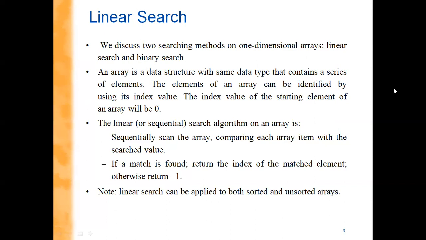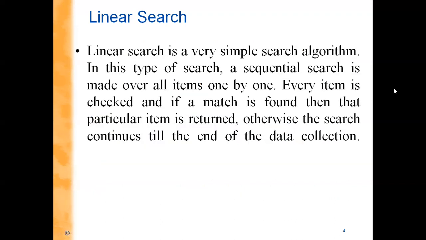An array is a data structure of the same data type that contains a series of elements. The elements of an array can be identified by using their index value. The index value always starts from zero. The linear or sequential search algorithm on the array is a sequential scan of the array, comparing each array item with the search value. If a match is found, return the index of the matched element, otherwise return -1. Linear search can be applied to both sorted and unsorted arrays.